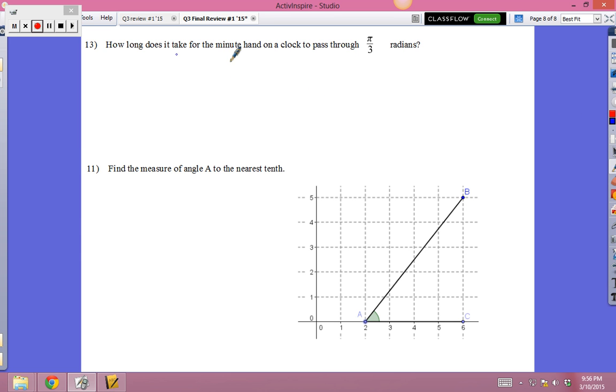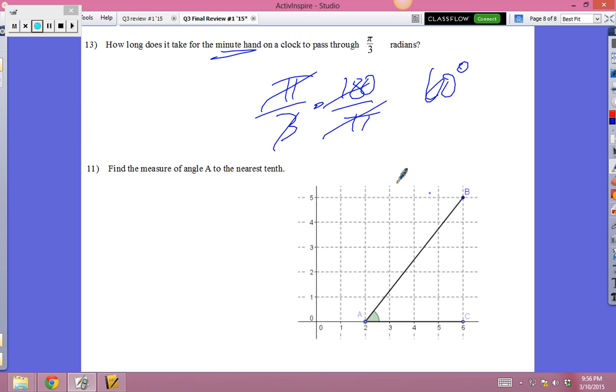Okay, last page. How long is it going to take for the minute hand on a clock to go through pi over 3 radians? Change it to degrees. Pi over 3 radians times 180 over pi. That kills that. 3, 180, that's 60 degrees.